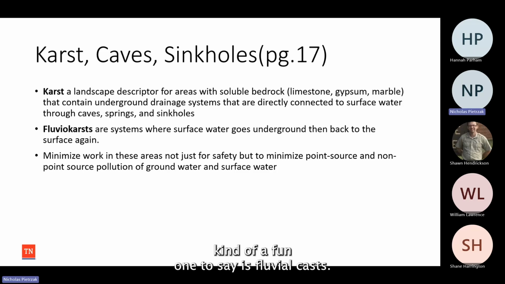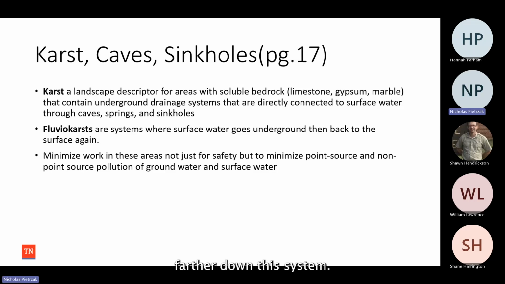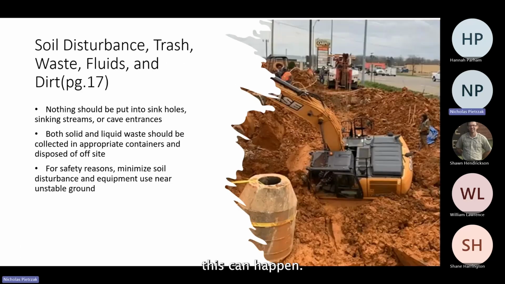And kind of a fun one to say is fluvio karsts. A lot of folks, if you spend time in the woods at all, in many different areas, you might see a stream that's flowing and then suddenly stops and then starts again farther down the system. And that's called a fluvio karst. It's where surface water goes underground, then back to the surface again. Some loggers might be tempted to cross in these areas because there's no water flow in there, but you don't know how thick that rock bottom is. So you introduce heavy equipment and things like this can happen.